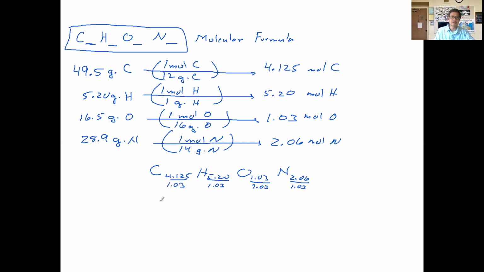If we do that, we end up with carbon coming real close to 4. Hydrogen, when we round, comes real close to 5. Oxygen obviously is going to be 1, and nitrogen is going to be 2. So with that said, we see here that we have a formula. This formula represents all these atoms in their simplest whole numbers. This is your empirical formula.